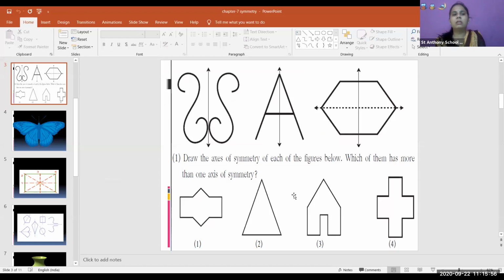Yes, I hope everyone is clear regarding this. What is meant by axis of symmetry? What is meant by a symmetrical figure? What is meant by reflectional symmetry, right? Okay, now let's move to the next slide.